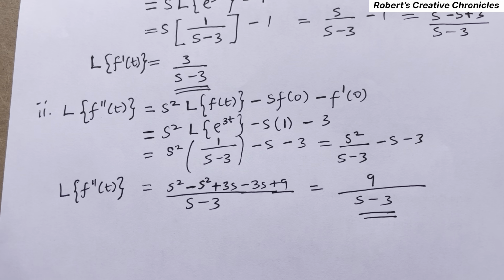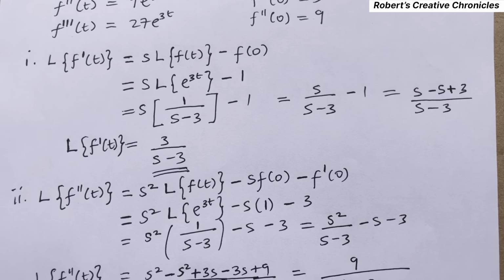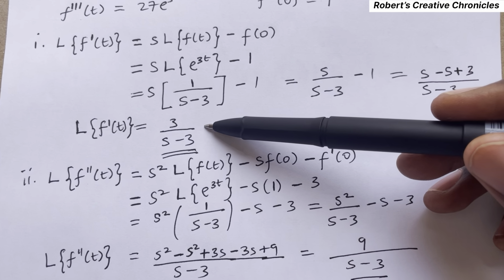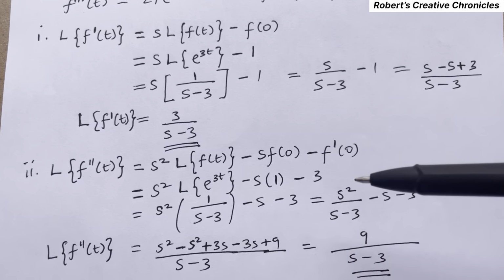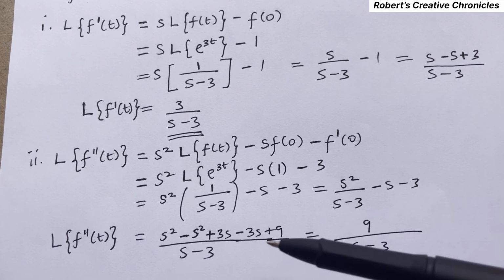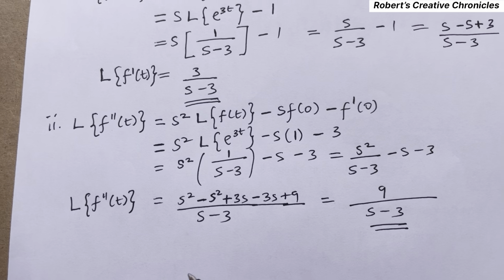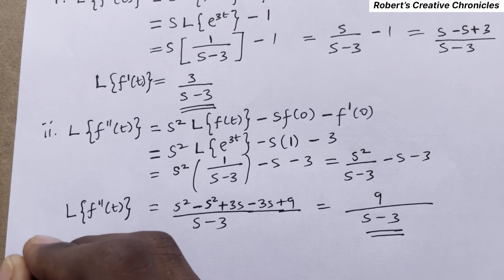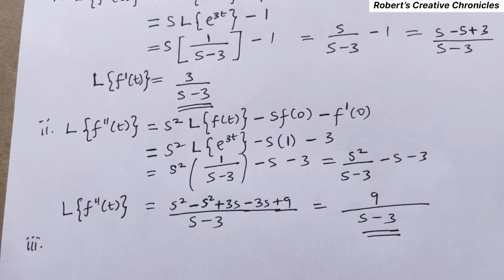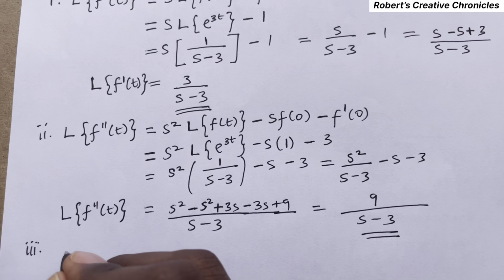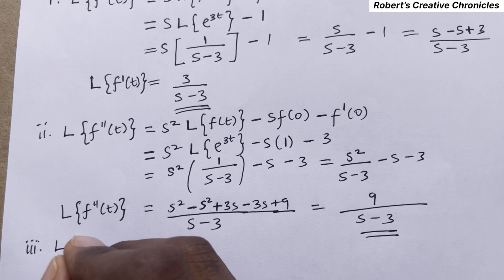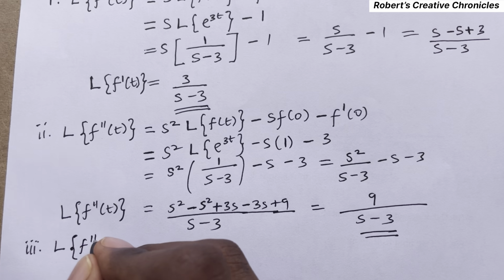So now you can conclude that since this one is increasing from 3 over s minus 3 to 9 over s minus 3, the third one will likely be what? 27 over s minus 3. So let's do it and confirm. Now it is the Laplace transform of the third derivative.